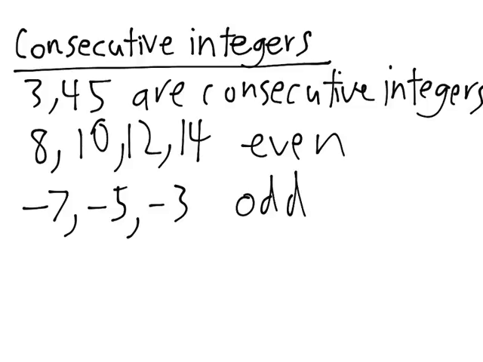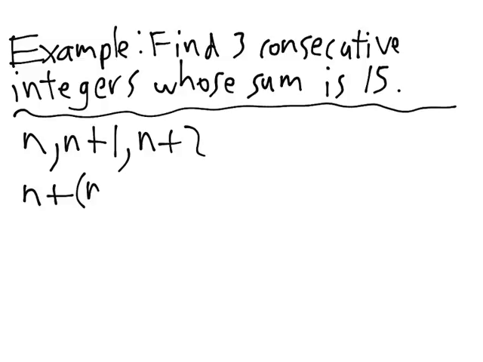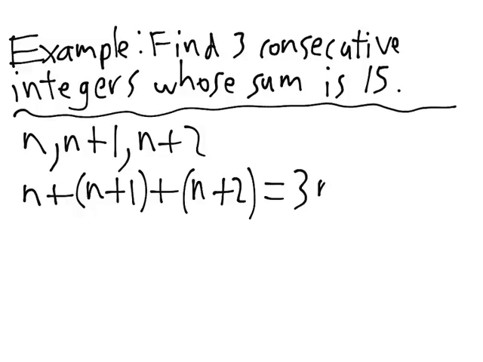In a problem about consecutive integers, it is often convenient to assign a variable to the smallest integer. Suppose, for example, that we want to find 3 consecutive integers whose sum is 15. Then we can call the smallest one n. Since the integers are consecutive, the next one will be n + 1, and the one after that will be n + 2. Now the sum of n, n + 1, and n + 2 is n + (n + 1) + (n + 2), and we can collect the terms here to get 3n + 3.